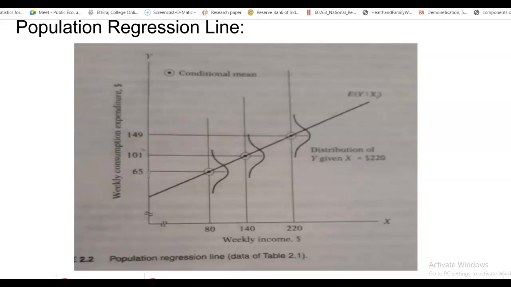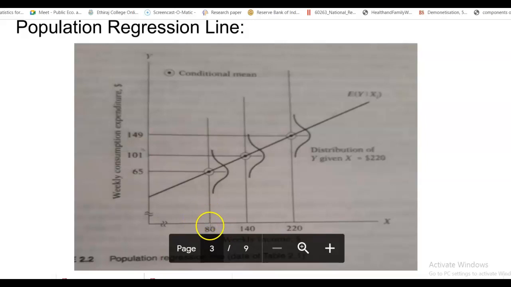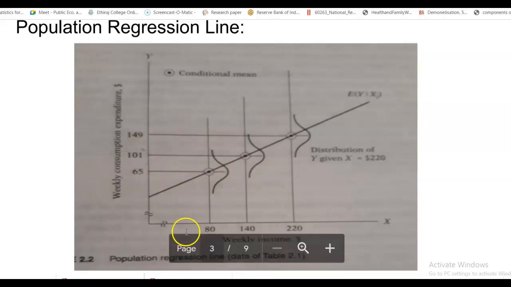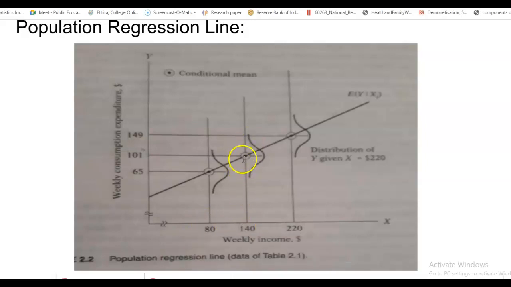So how do we determine this population regression line? It is the conditional expected value. Conditional expectation means conditioned upon the income as fixed. What is the average change in the dependent variable that is happening due to the change in the income? When income is changing from $80 to $140, the average consumption expenditure is changing from $65 to $101. These points are nothing but the conditional means, as you can see mentioned here.